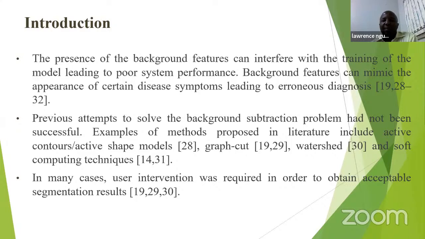Previous attempts to solve the background subtraction problem had not been successful. Examples of methods that have been proposed earlier include the active shape models, graph cut, watershed, and soft computing techniques. In many cases, with these earlier methods, user intervention was required in order to obtain acceptable segmentation results. In this case, the word segmentation means cutting out from the image the unwanted parts so that you remain with the parts that are of interest.